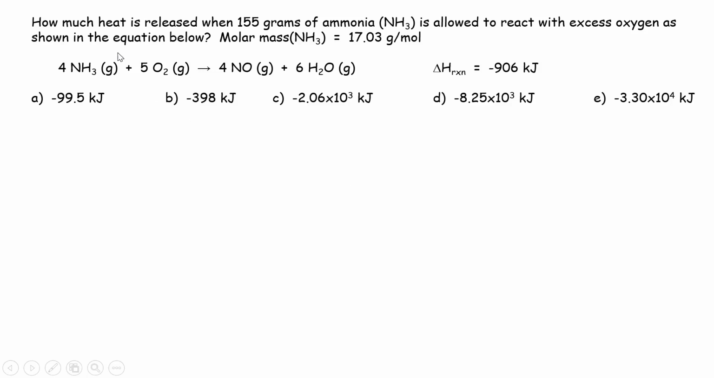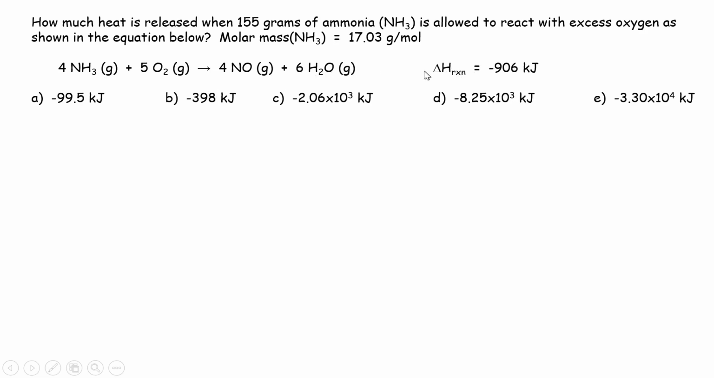This is a thermochemistry stoichiometry problem. How much heat is released when 155 grams of ammonia is allowed to react with excess oxygen, as shown in the equation below? Okay, so you see we have this chemical equation followed by delta H of reaction.